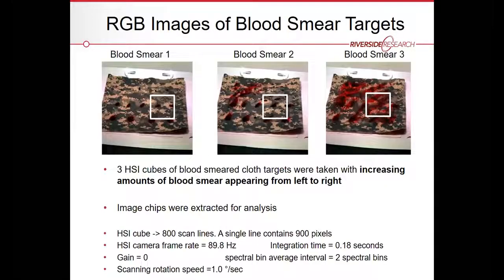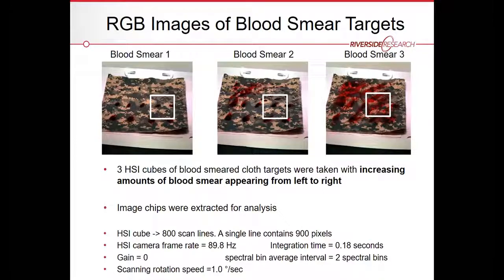What you see in this image are the RGB images of the blood smear targets themselves. Again, we're dealing with 3 blood smear targets where the blood smear is increasing from left to right. I want to make it clear that the total mass of blood that we're using in each of the images is the same. The only thing that's changed is its distribution on the cloth.